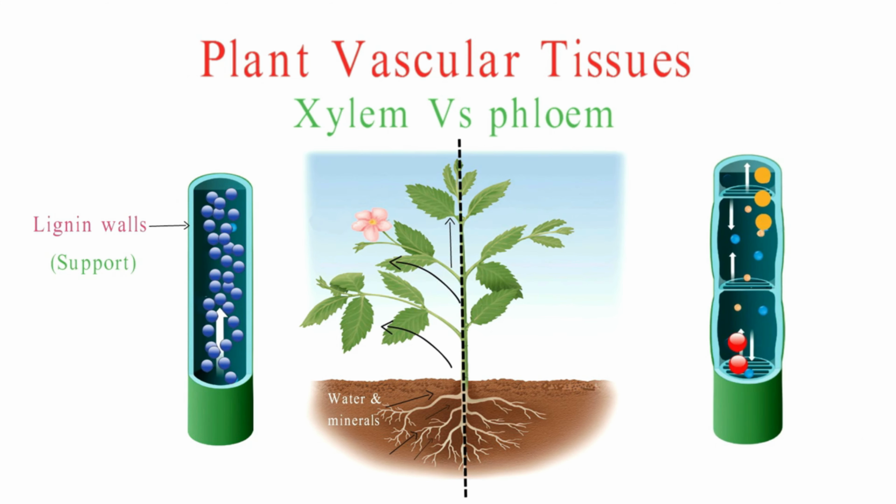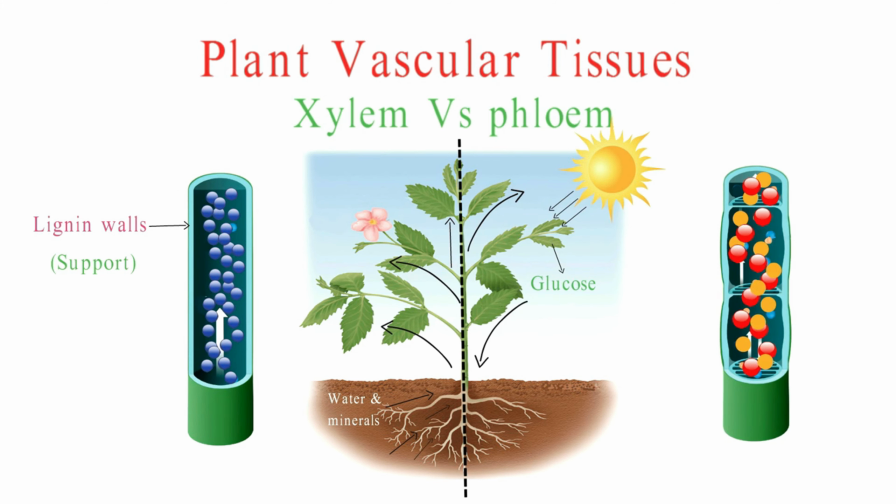Phloem, on the other hand, is all about moving food. It transports the products of photosynthesis, such as sugars and other organic compounds, from the leaves where they are produced to other parts of the plant for growth, storage, or energy.